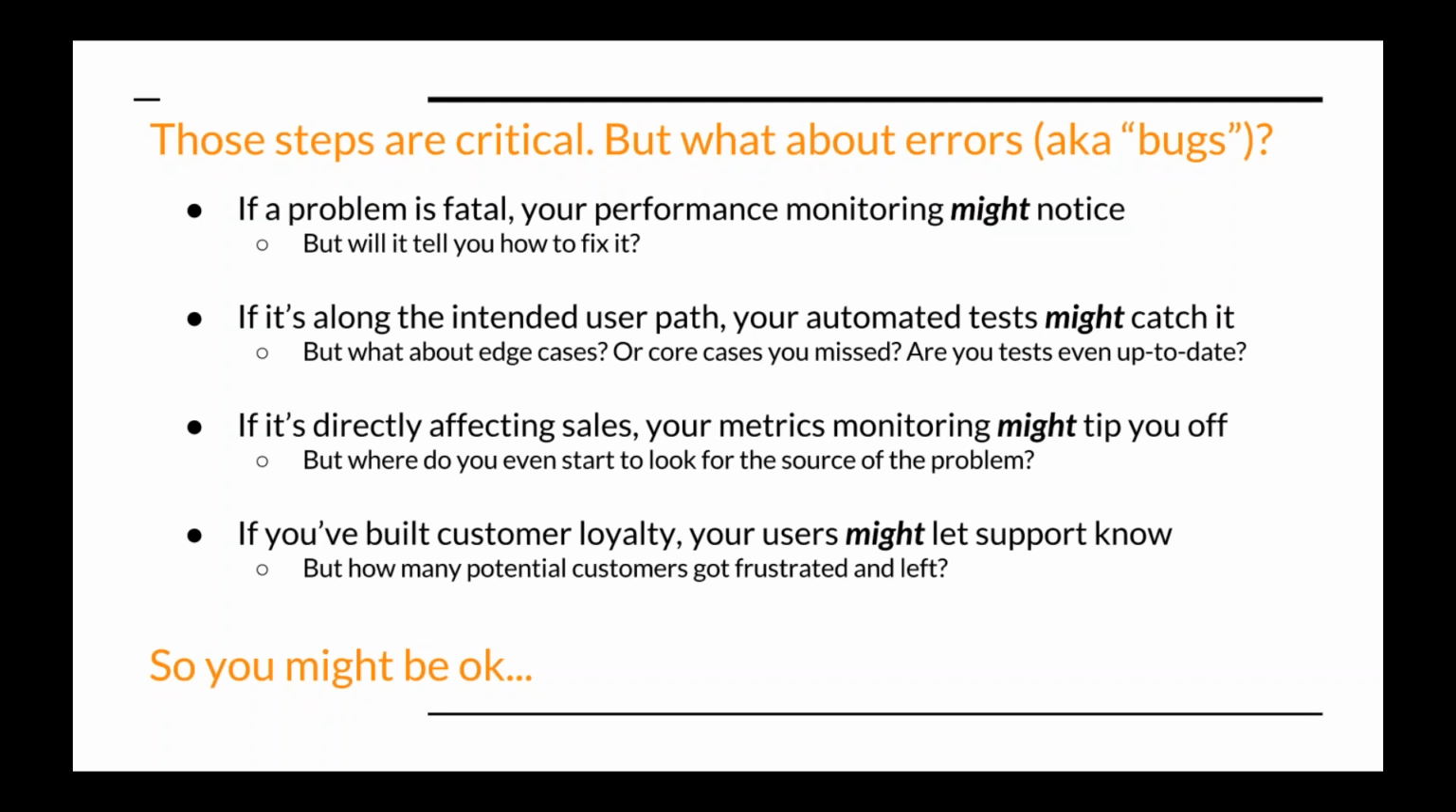If the error or the bug is along an intended user path, your automated test might catch it. But what about edge cases? What about the cases that you hadn't thought of? And are your tests even up to date? I spent the early part of my career in QA, and I've written a lot of automated tests, and I've spent a lot of time trying to maintain automated tests.